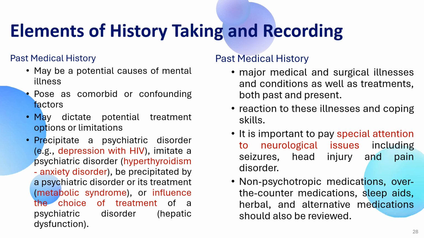Now come to the past medical history. So past medical history is also an important part of assessment, which is not part of, as we have discussed, the negative history, that negative medical history. So past medical history may be a potential cause of mental illness, like long-standing diabetes, which may co-occur with depression, and that medical history may pose as a comorbid or confounding factor. This may confound the symptomatology.